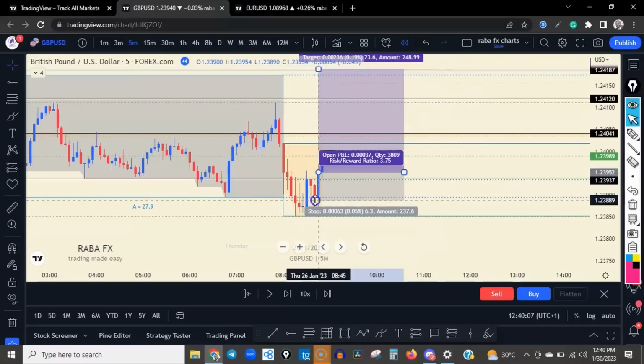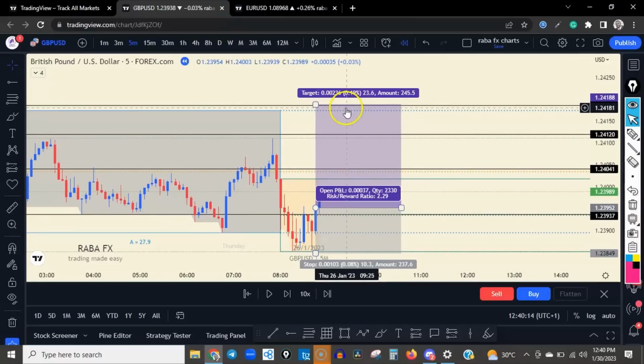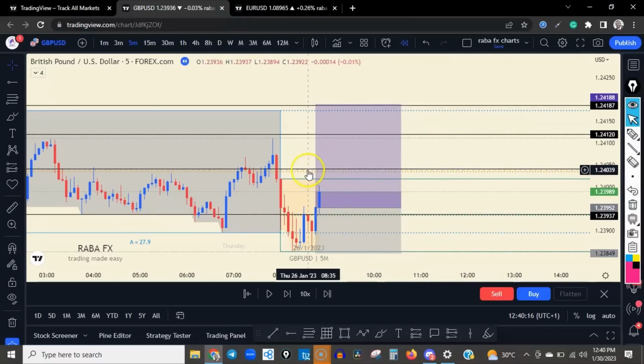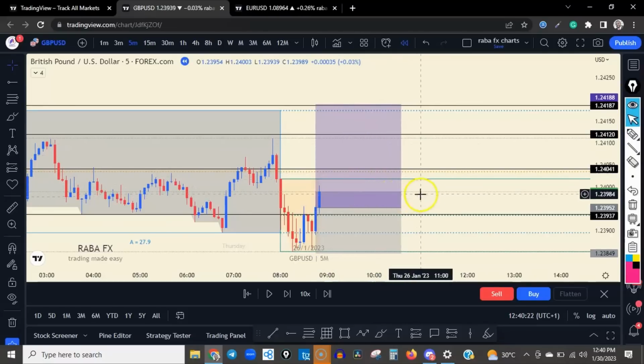Stop loss should be below. I can place it below here, but it's always safe, just keep it below. Don't be too greedy, and then target this level here. As price touches each of these levels, you'll be taking partials. So this day you might not be banking huge risk to reward, okay, but all the same you get your trade.